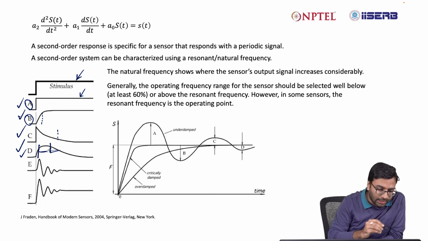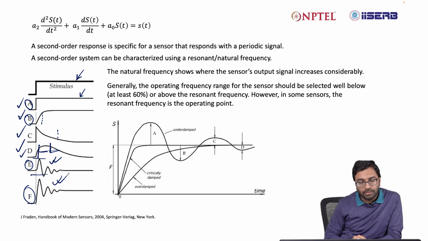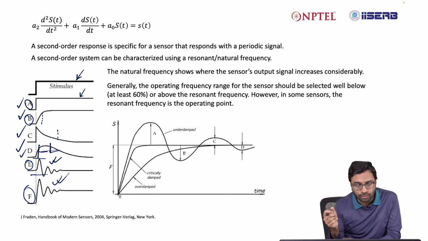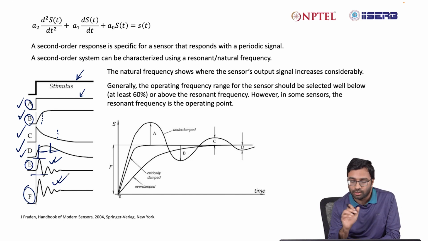In case of D, you have two cutoffs, one lower, one upper, so you should use your sensor between this range. And then in case of E and F, you'll find that the bandwidth itself is different. In case of E and F, one is narrow bandwidth, another one is wider bandwidth. So based on the response, you have to decide what kind of system you want to use, or whether to use that particular sensor in a certain application or not.